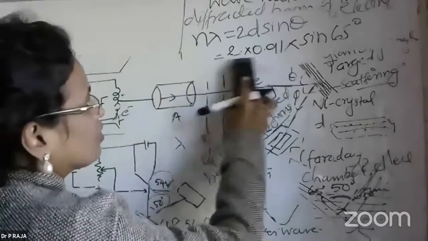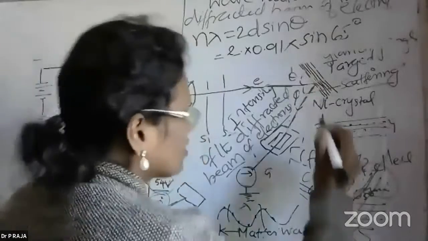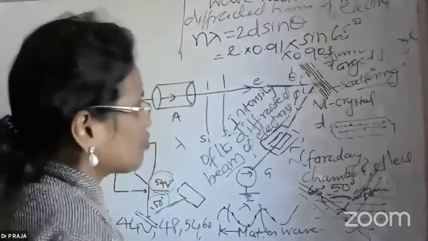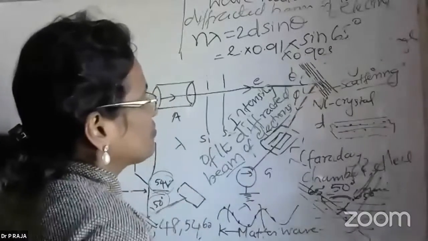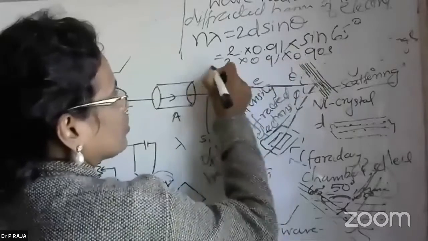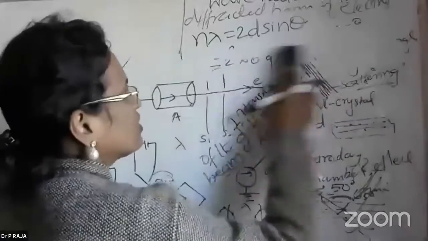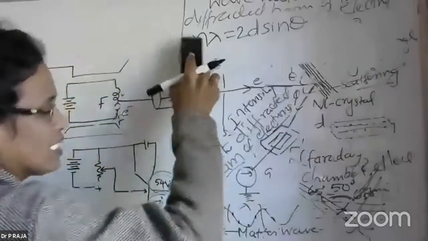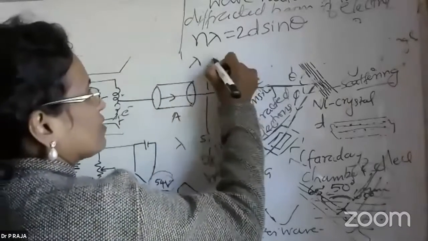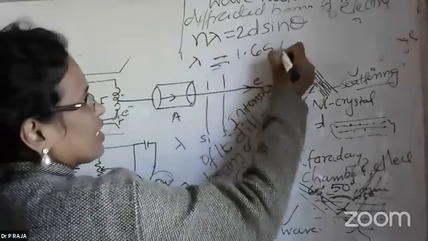Now, if you multiply, sine 65 degrees is equivalent to 0.903. Multiplying all these values with n equal to 1, you will get the lambda value to be equivalent to 1.65 Armstrong.